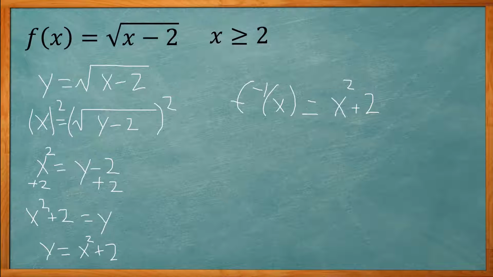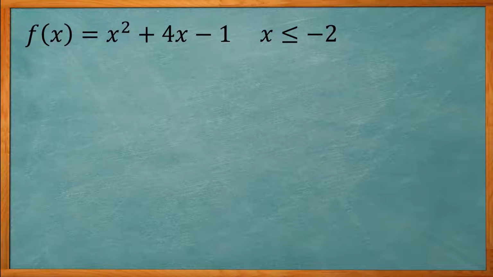Now, since our original function had x greater than or equal to 2, our y has to be greater than or equal to 2 for this case. So we won't be getting a value that's less than 2 coming out of our function, because it wouldn't be a matching one on the original.